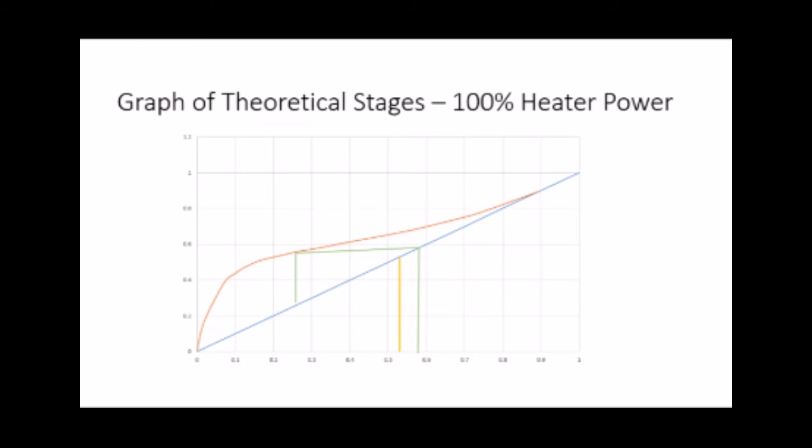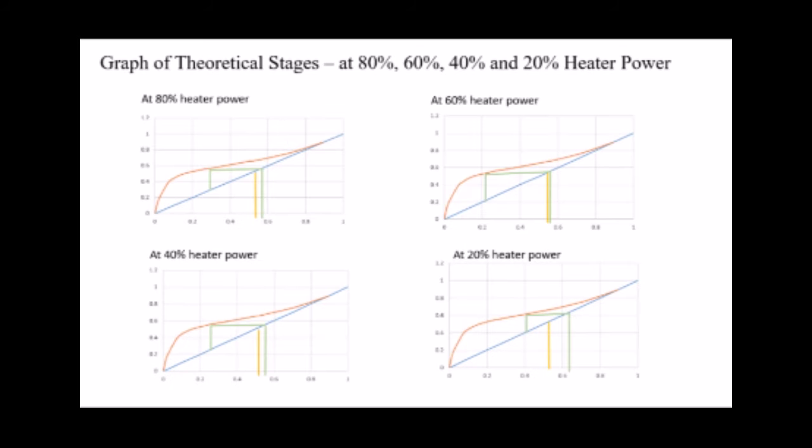After that, we need to plot the graph of theoretical stages at each heater power. This is the graph of theoretical stages at 100% of heater power. And next is the graph of theoretical stages at 80%, 60%, 40%, and 20% of heater power.